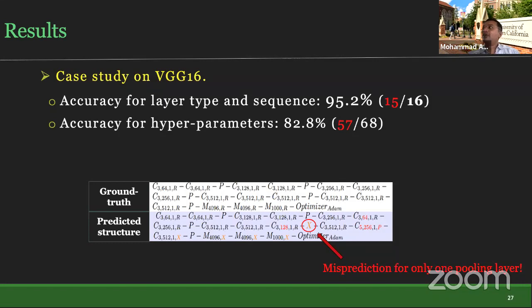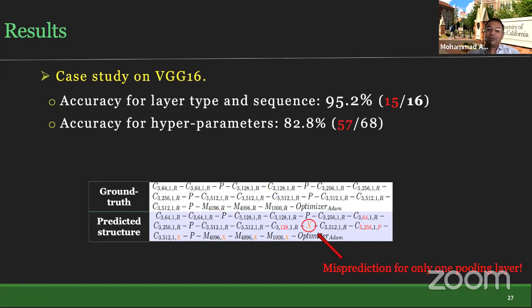So almost like out of 16 layers, we are able to get 15 layers absolutely correct. And for the hyperparameters, this was the only misprediction on the pooling layer that we had, the bottom part that I highlighted in red, and a couple of other hyperparameters. So this is exciting. Out of 68, we are able to predict 57 hyperparameters.